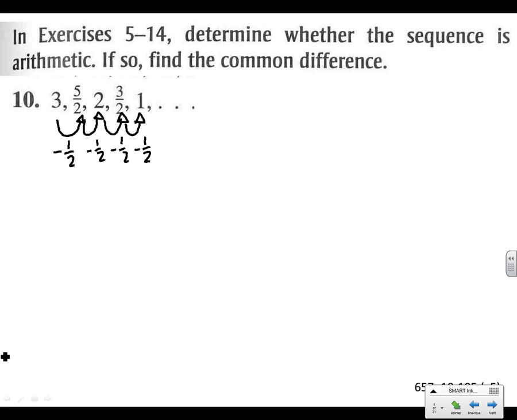So we're going to say yes, this is arithmetic. And since it's arithmetic, they want us to find the common difference. So we're going to say D, and the common difference is this amount here. How much are we changing each time? So D is -1/2.